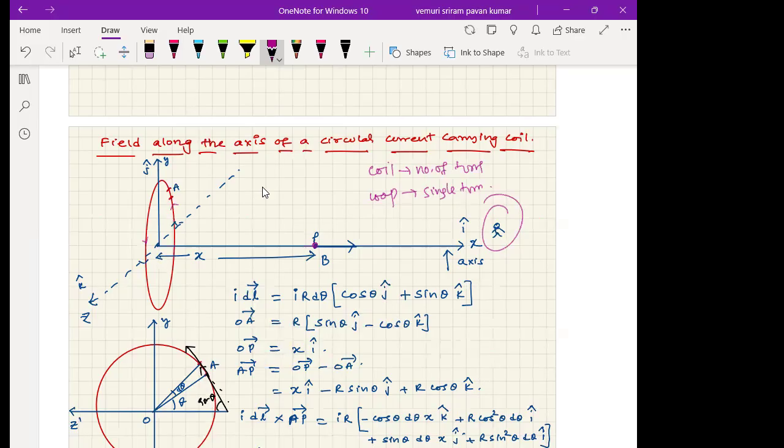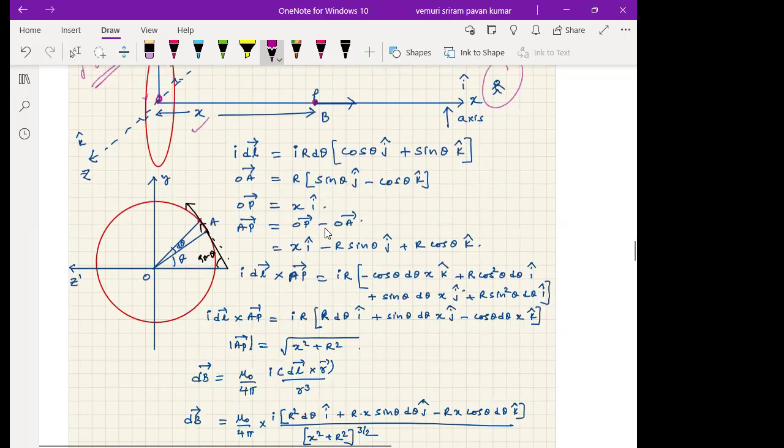Remember, this point is at a distance x from the origin. I am assuming the coil is in the YZ plane. Now I am studying an element. Why? To apply Biot-Savart law, I need three things. What are they? I need to know what is dl bar, I need to know what is r bar, and I need to know what is dl bar cross r bar.